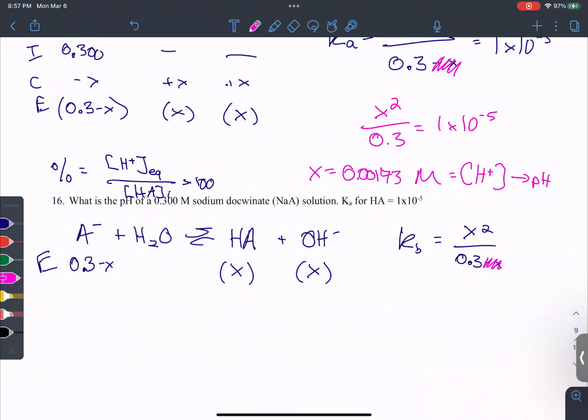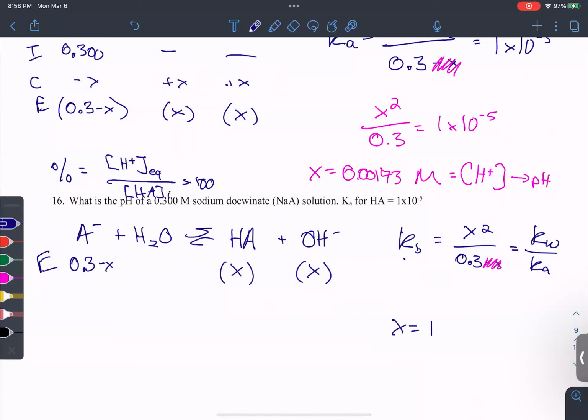Perfect. So are we given Kb? No, we're not. So did I do all that work for nothing? No, the difference is here, what piece of information did they give us? Ka. Kb is equal to Kw over Ka. So you just need to make sure that you convert Ka to Kb first, because A minus is a base. We need to use Kb. All right, and then you solve for X, you get some number.